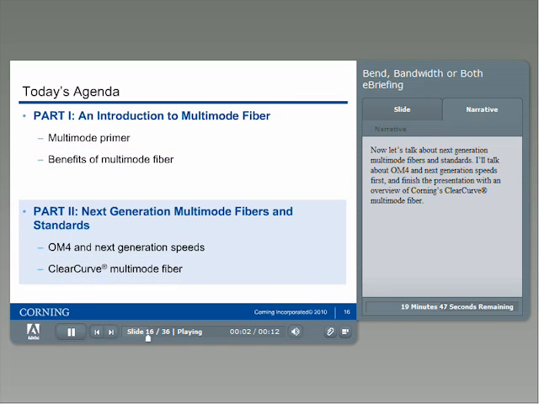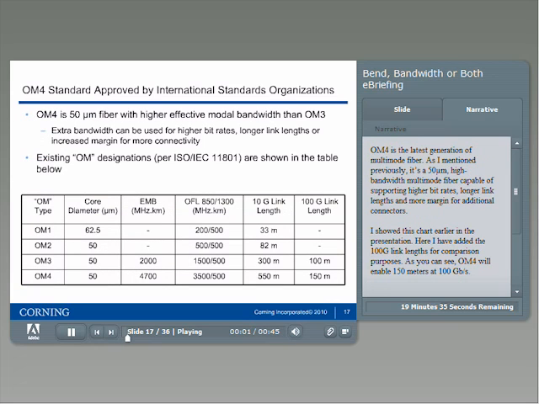Now let's talk about next-generation multimode fibers and standards. I'll talk about OM4 and next-generation speeds first, and finish the presentation with an overview of Corning's ClearCurve multimode fiber. OM4 is the latest generation of multimode fiber. As I mentioned previously, it's a 50 micron high bandwidth multimode fiber capable of supporting higher bit rates, longer link lengths, and more margin for additional connectors.